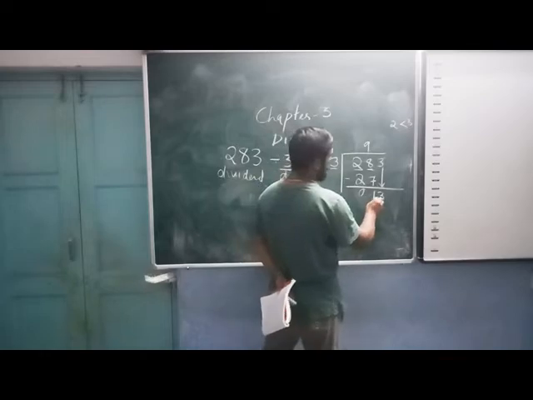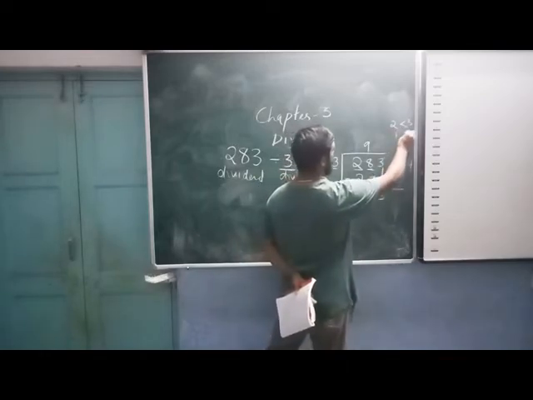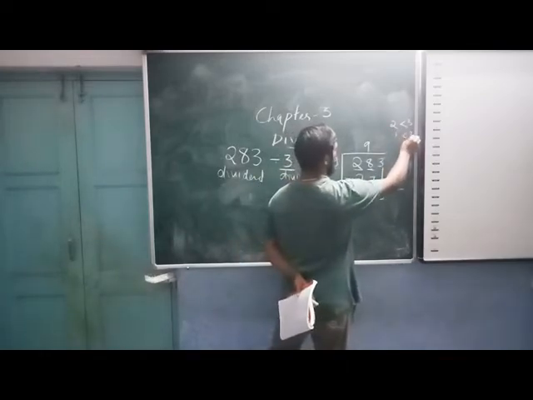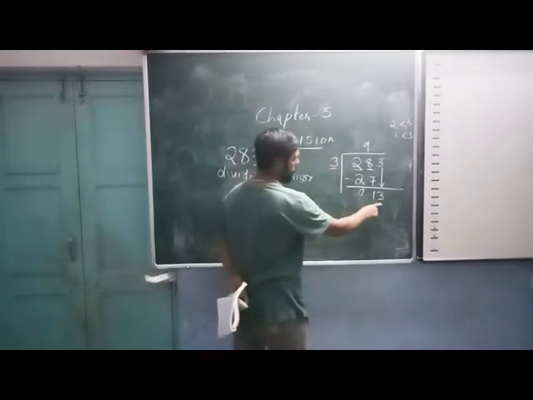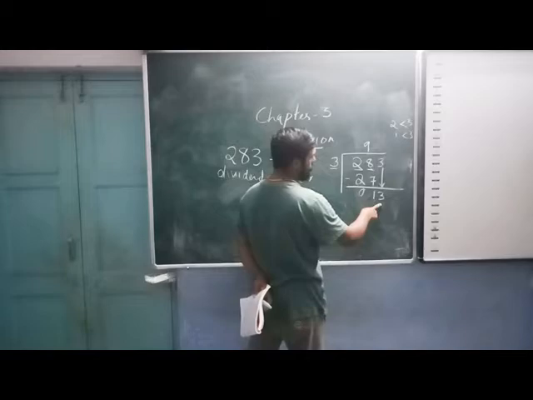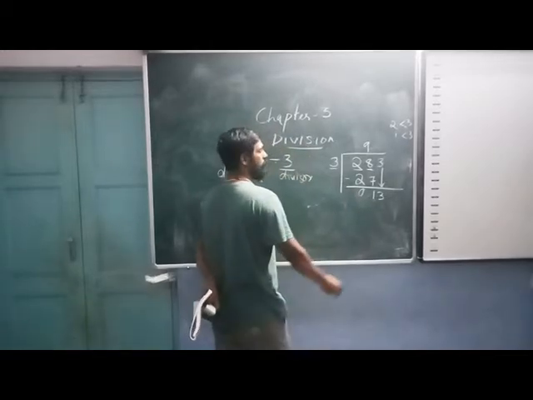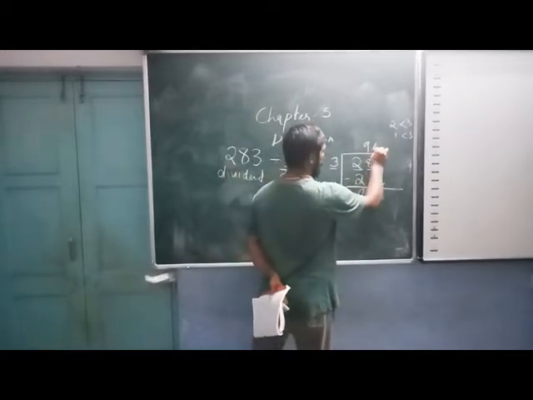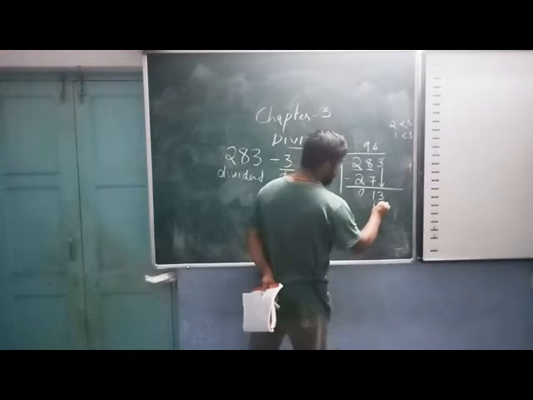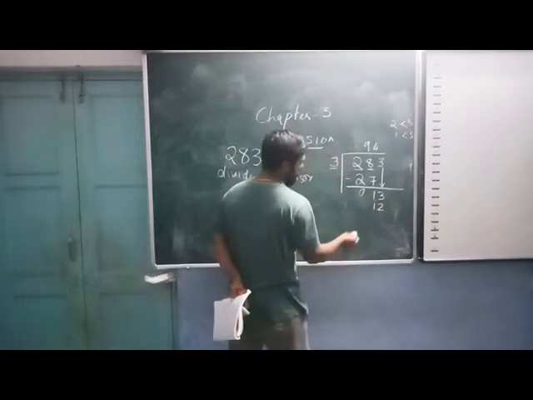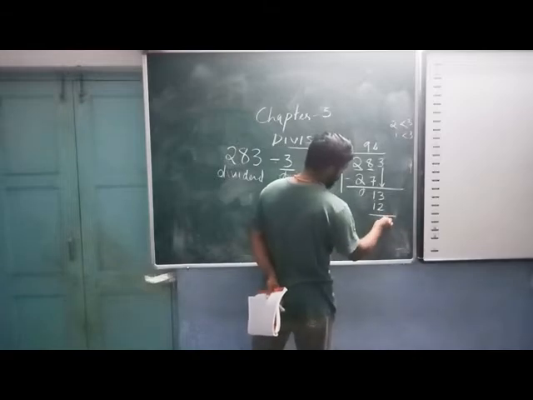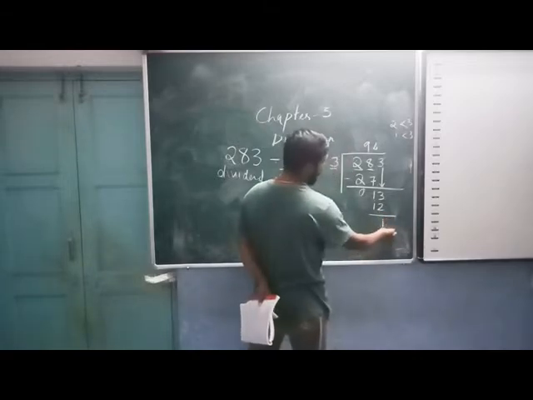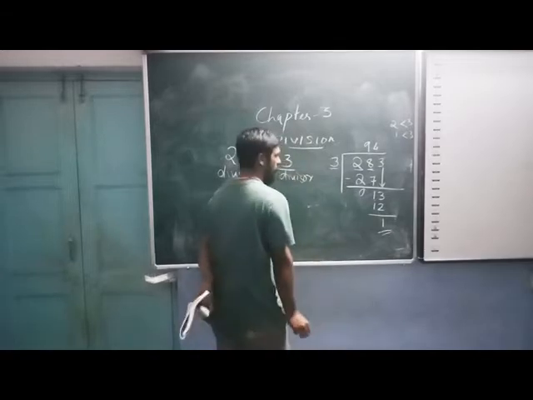Here we cannot take 1 because 1 is less than 3, so we take the numbers together. Let us see how many times 3 goes into 13, closest. It will be 4 times, so it will become 12. You see? 4 3s are 12. So the final result is 1. So we have finished the division.